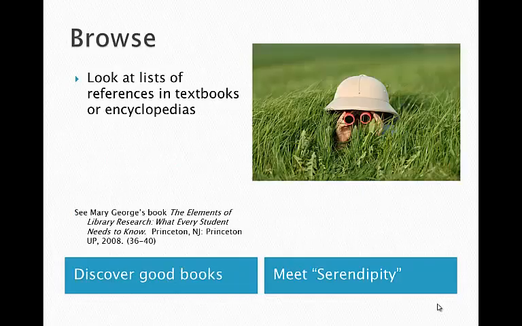Consider using your current textbooks as a way to browse for ideas. Just as the slide says, you can look at the lists of further readings at the end of chapters within a textbook or following the encyclopedia article. Who knows, you might be in luck when you find a book title that is both interesting and academically sound.